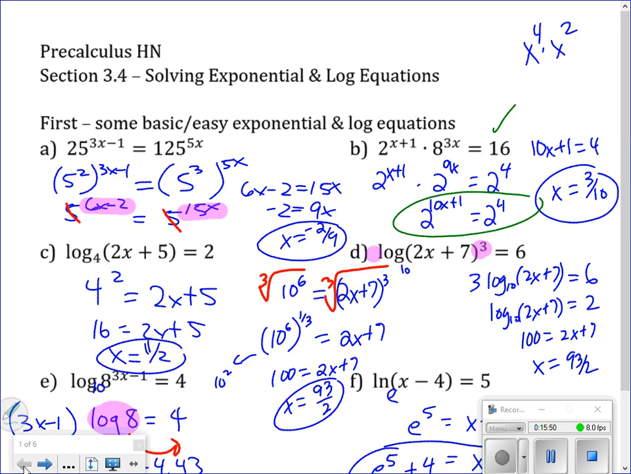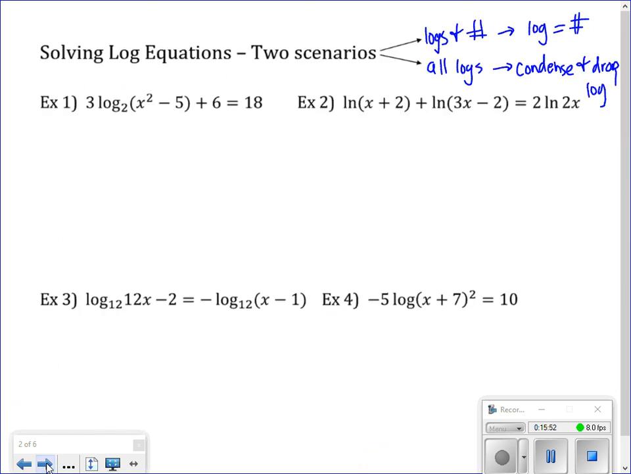Okay, all right. So now example 1. So I have to get this log cleaned up. I got to take away 6 and get rid of the 3. So can I just skip to this? Log base 2 of x squared minus 5 would equal what? Because if you clean it up, you'd have to subtract 6 and divide by 3. What would you get? 4, right? Because you take away 6, you get 12. 12 divided by 3 is 4. All right, so I'll save you some writing.